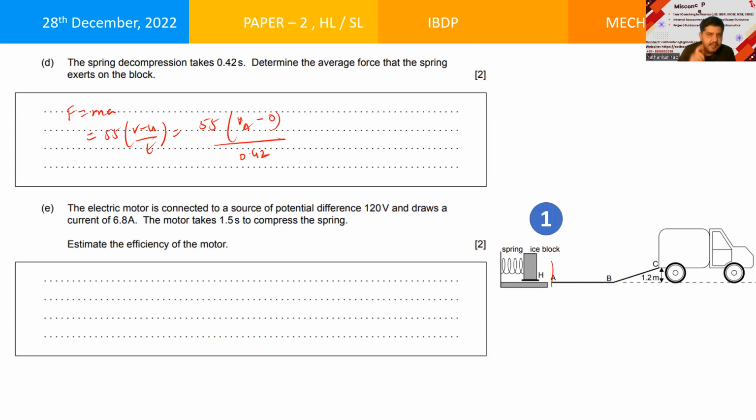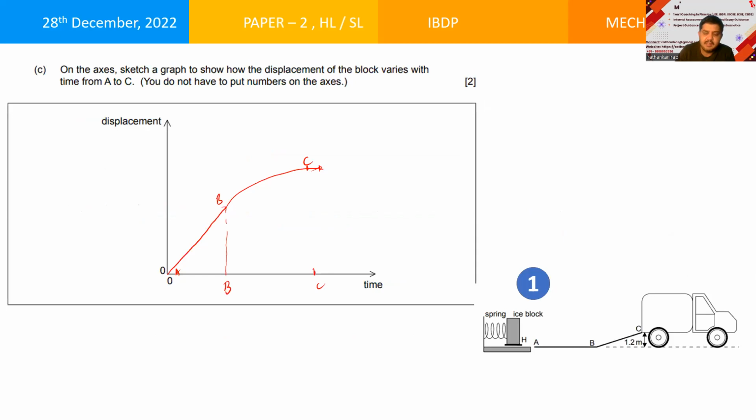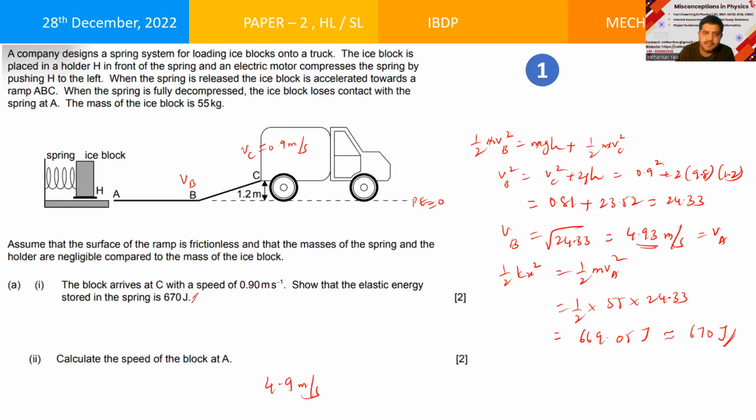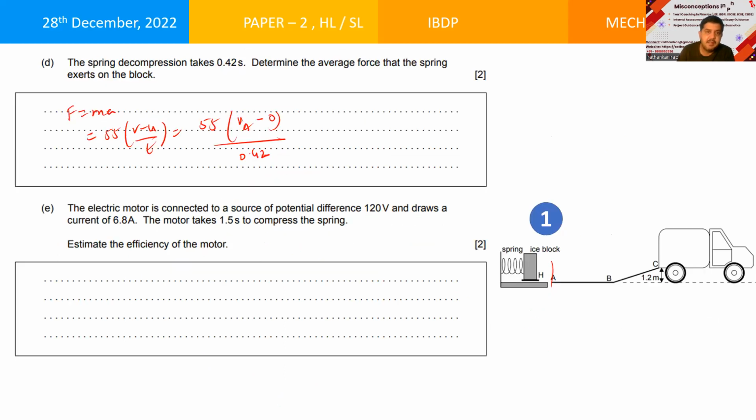Now, do I know the value of VA? I do not know the value of VA. Is it so? Let us check what is VA. You see, this VA and VB are equal. So what was the value of VB we got? Let us check it out. Go back once again. Oh, we already calculated the velocity at A is nothing but 4.9. Okay, good. So I can now write this as 54 into 4.9 divided by 0.42.